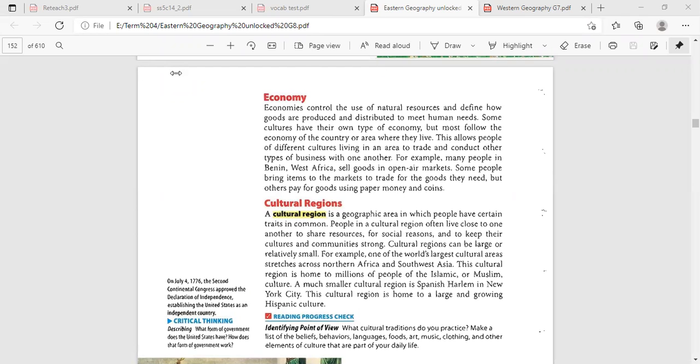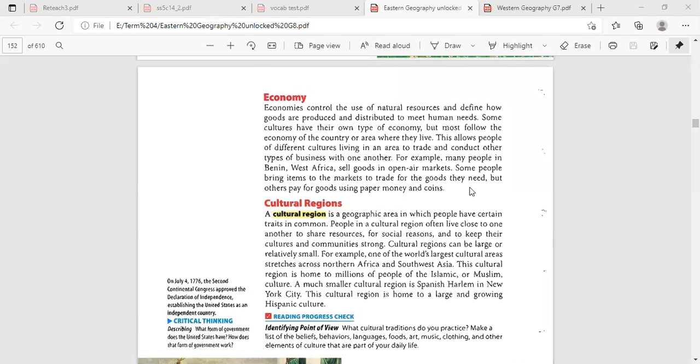A culture region is a geographic area in which people have certain traits in common. People in a culture region often live close to one another to share resources, for social reasons, and to keep their cultures and communities strong. Cultural regions can be large or relatively small.